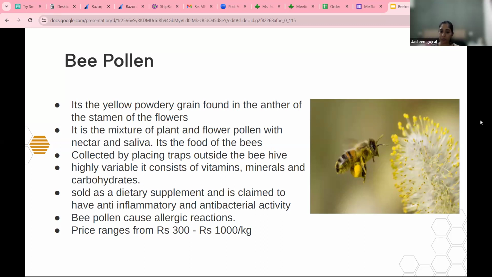It also has anti-inflammatory and antibacterial activity. Also, just a caution: many people are allergic to pollen. It causes them an allergic reaction. So before taking any pollen, just make sure to have a taste of it to check that you're not allergic. The price of bee pollen ranges from 300 to 1000, and it also depends on which flower you're getting the pollen from. That also makes the price variation.